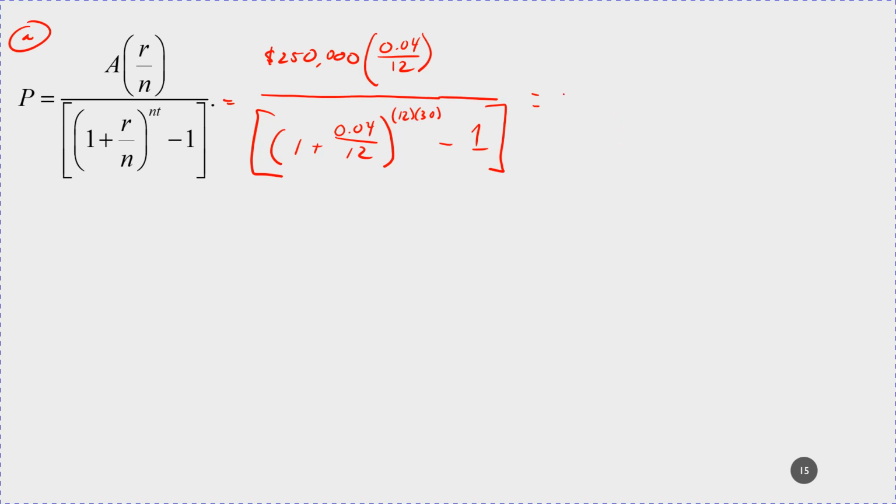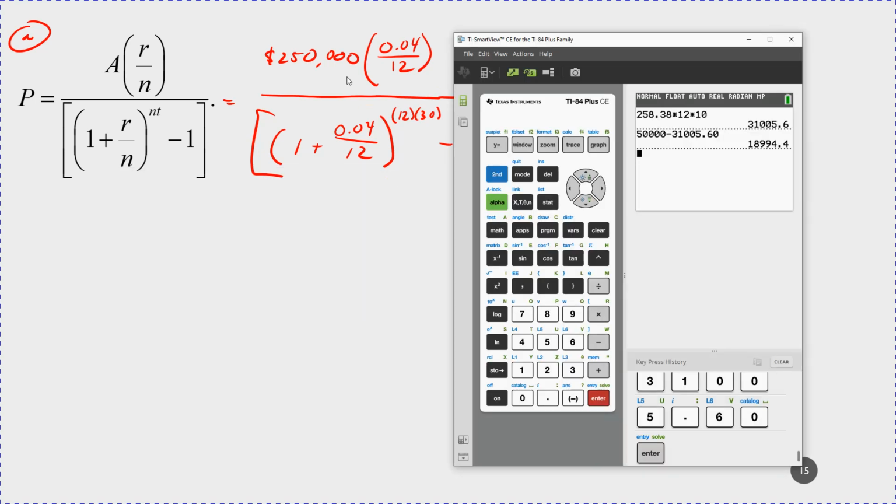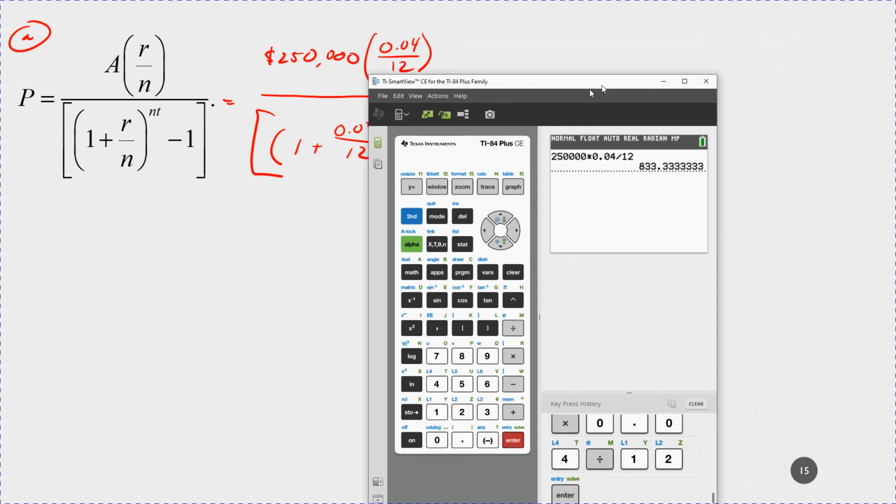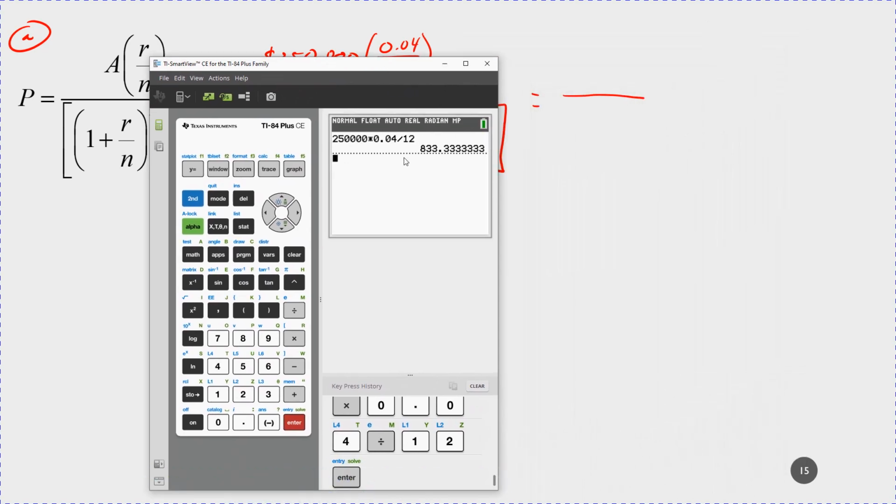All right, let's do this. Numerator: 250,000 times 0.04 divided by 12. Here you get $833. And remember, if you're going to do this, go out 6 decimal points, because we want to get this as accurate as we can. So 833.33333.